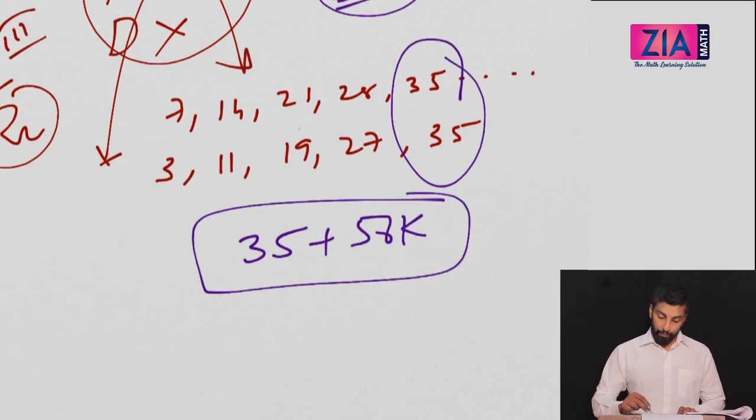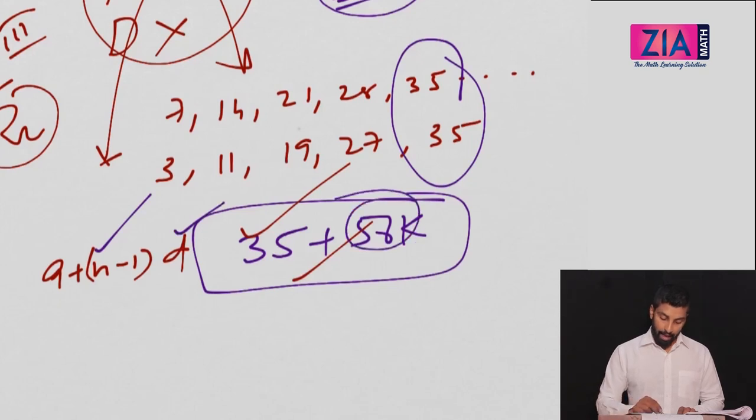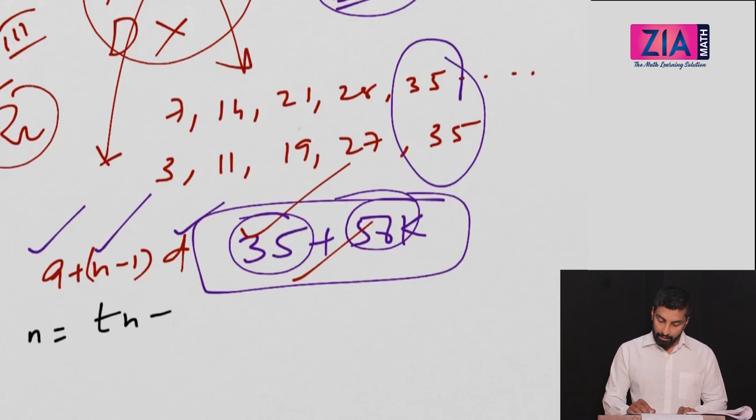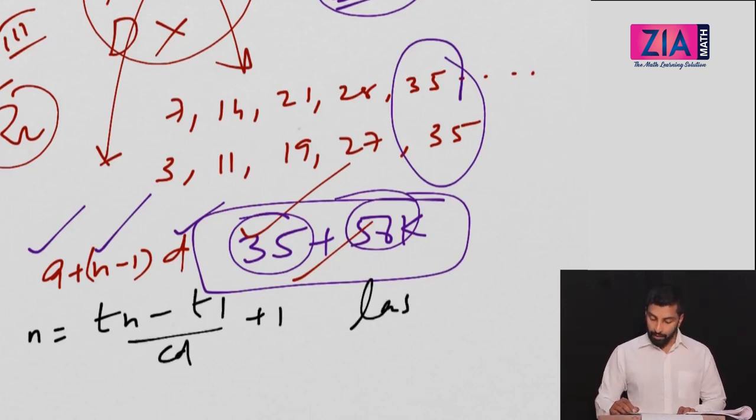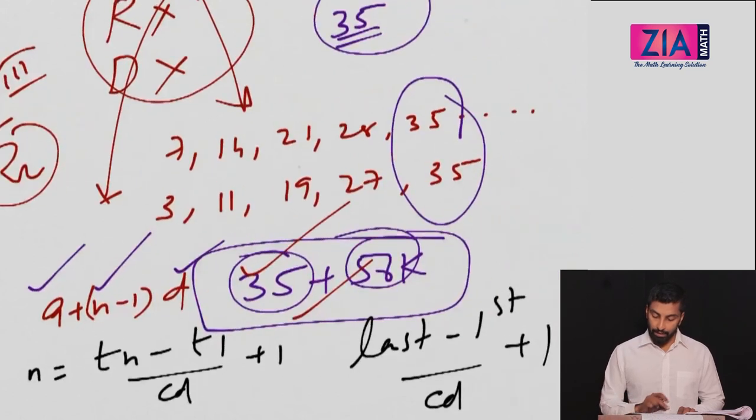You get an AP. So the first term you need to find manually like this. The nth term you can find by using a plus n minus 1 into d, because if they are asking for the 10th, n becomes 10. D you know is 56, a you know is 35. The number of terms you can find by using (tn minus t1) divided by the common difference, plus 1, or last term minus first term divided by common difference plus 1. Or they can ask you a question based on constant remainder.